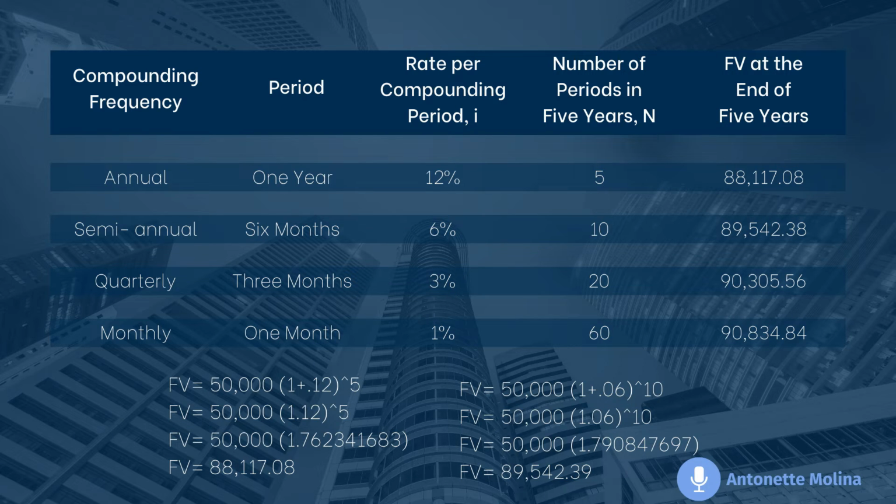So, ipag-compare natin yung sa annual and monthly. So, in annual, we get a return of 38,117.08. While in monthly, we get 40,834.84. So, meron silang difference ng 2,717.76. So, mas malaki talaga kapag mas maraming period.